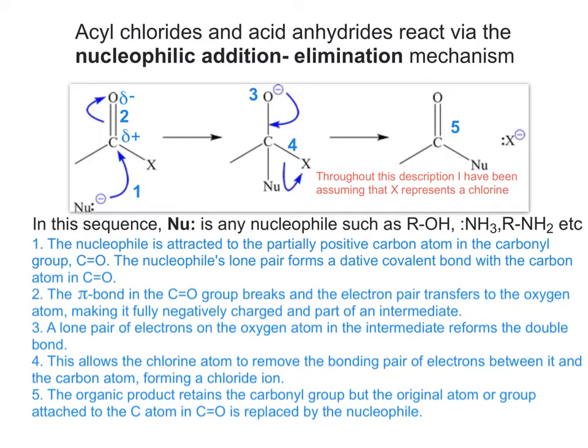Just for clarity, I wanted to point out that in this particular description I've been giving you, X has been assumed to be Cl. It could clearly be any one of a number of things, and the mechanism would be exactly the same, but for the purposes of this description it's been assumed that it's a chlorine atom, then becoming a chloride ion.